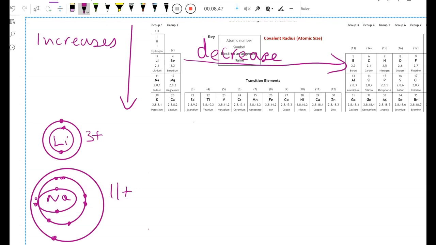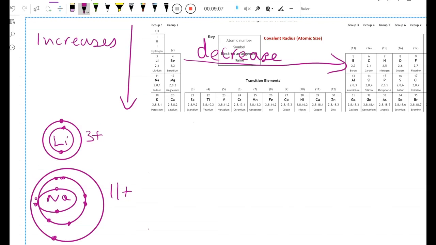The more energy levels you have, the greater shielding you have for the electrons from that positive charge. Okay, so as you move down a group, the shielding effect increases, which means that the electrons are not as strongly attracted to the nuclear charge. They don't feel the nuclear charge as much.